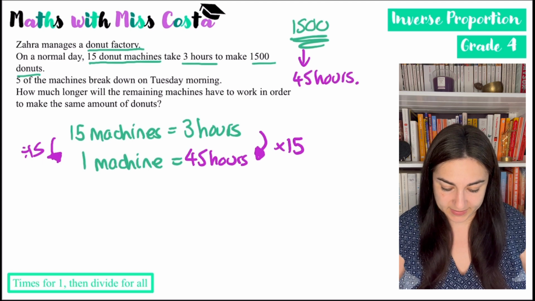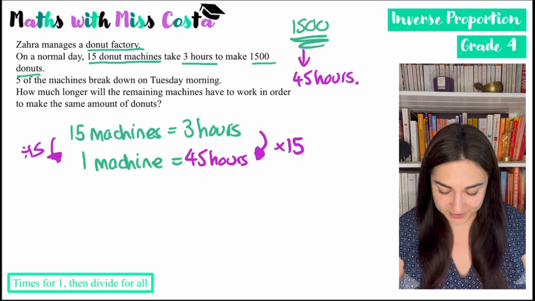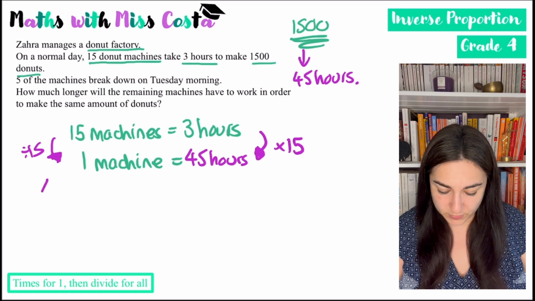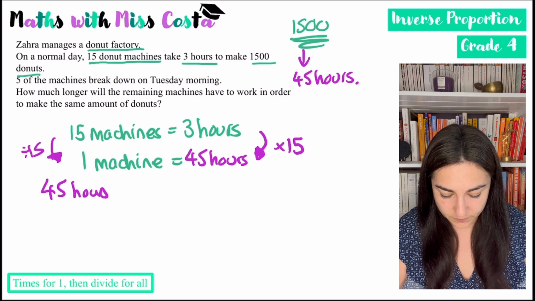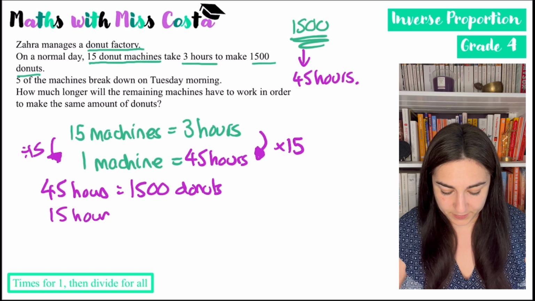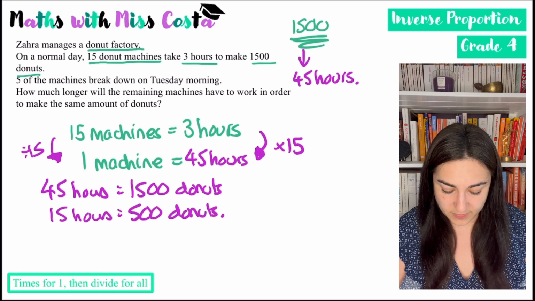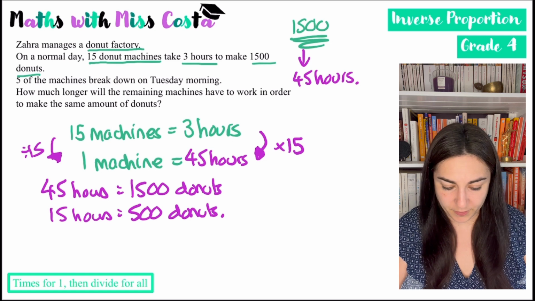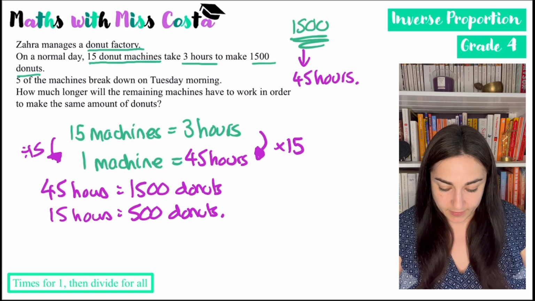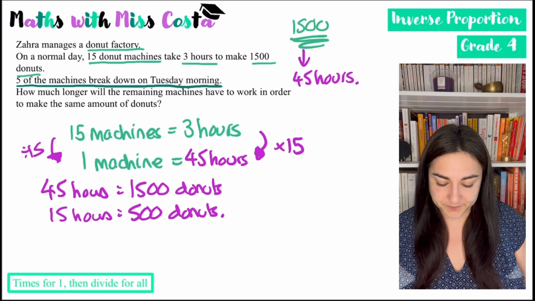Okay, so what I could then do, would I need to? I haven't read the rest of the question, but I know that it takes 45 hours to make 1,500 donuts. So therefore it would take 15 hours to make 500 donuts. And I could just leave it at that because I don't actually know if I need any of this. Okay, it says 5 of the machines break down on Tuesday morning. That's a shame.